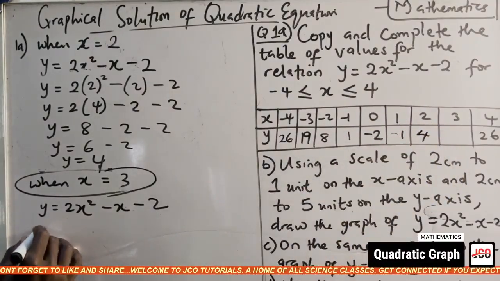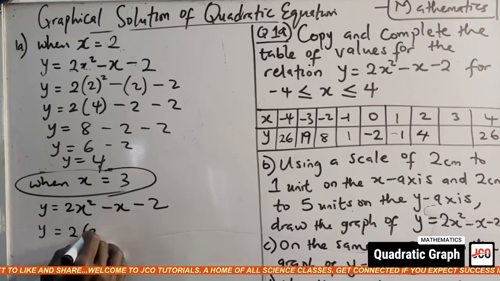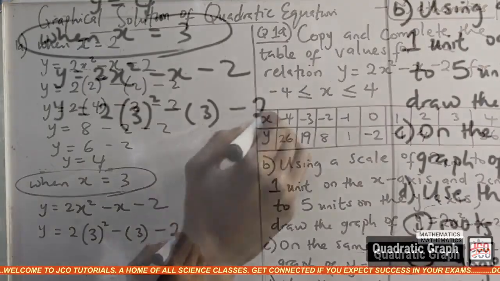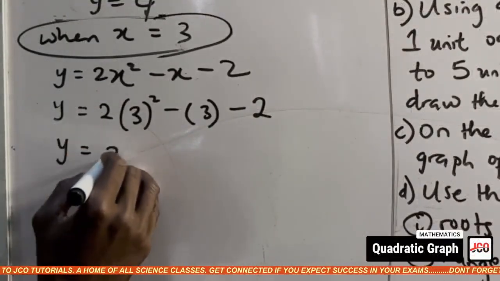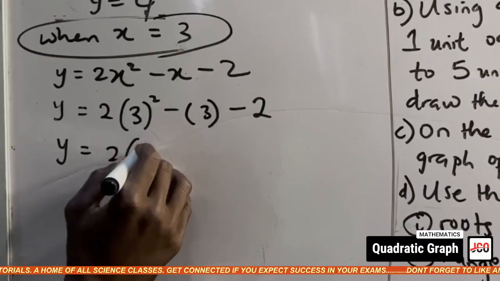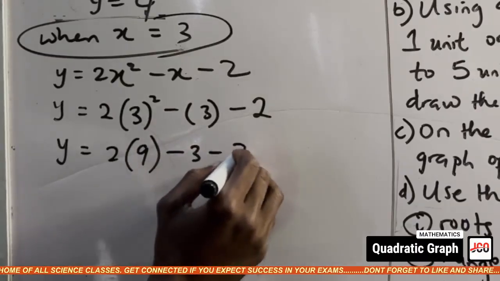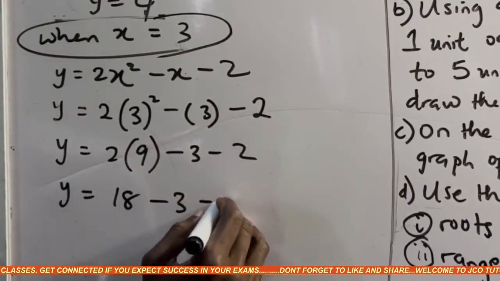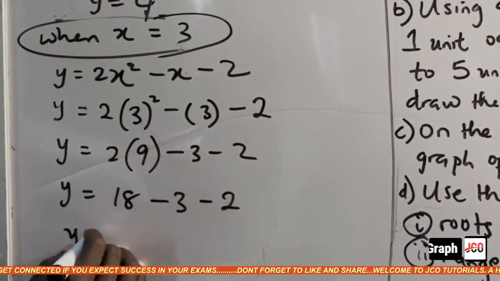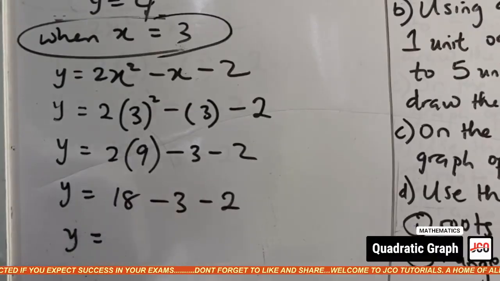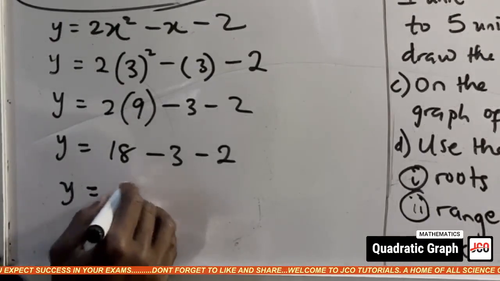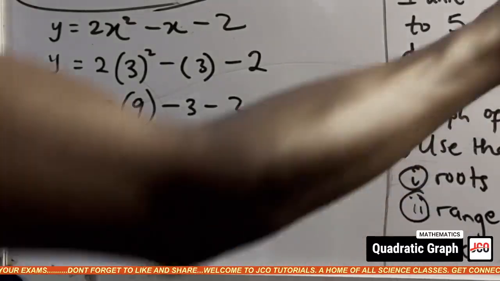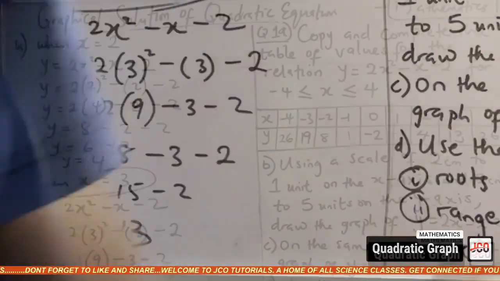When x is 3, y is equal to 2 bracket 3 squared minus bracket 3, then minus 2. Y is equal to 2 bracket 3 squared is what? 9, minus 3 minus 2. 2 times 9, 18, minus 3 minus 2. 18 minus 3 gives you what? 15. 15 minus 2 gives you 13. So that's the third value, last value there.